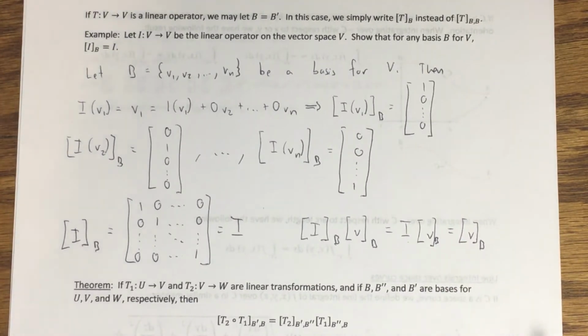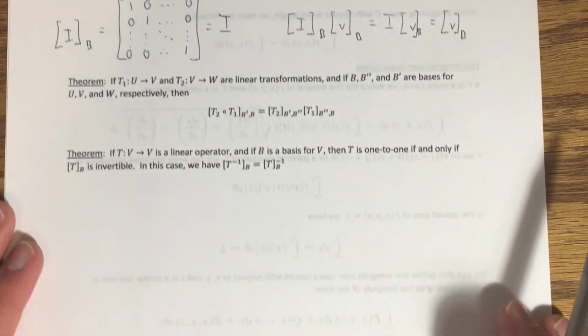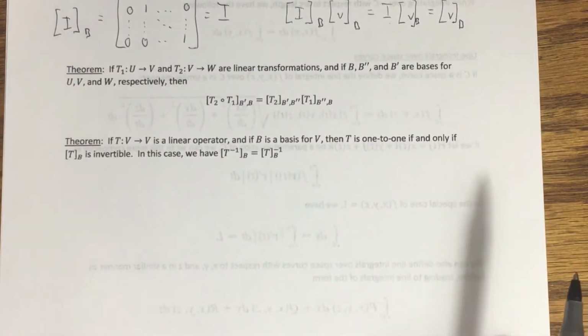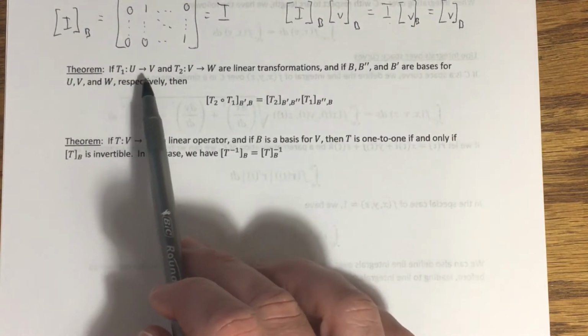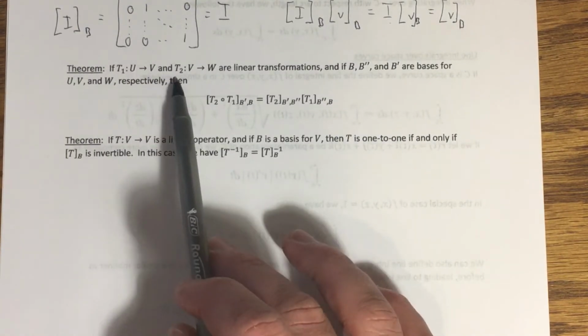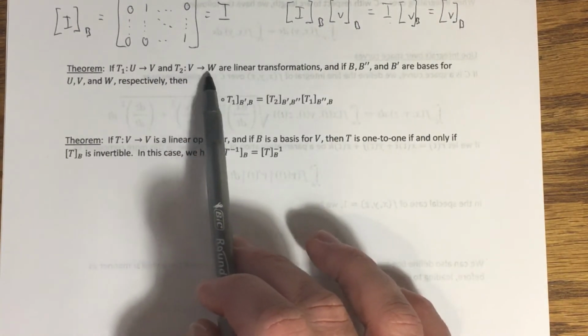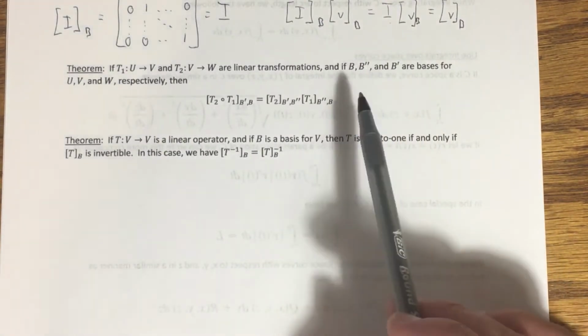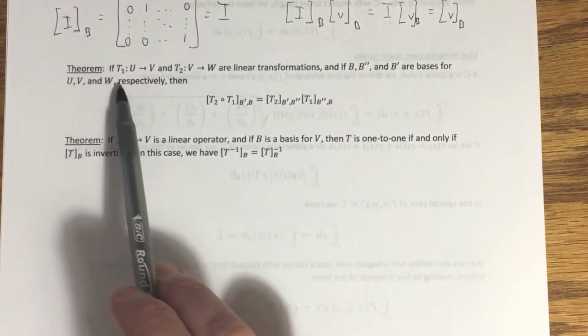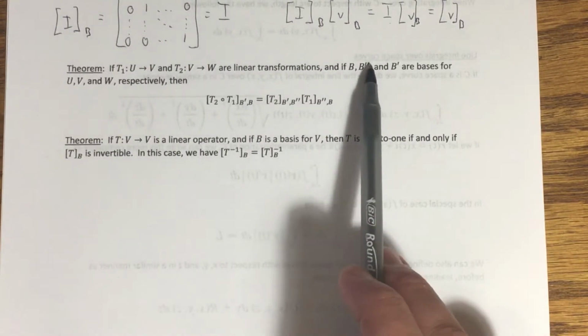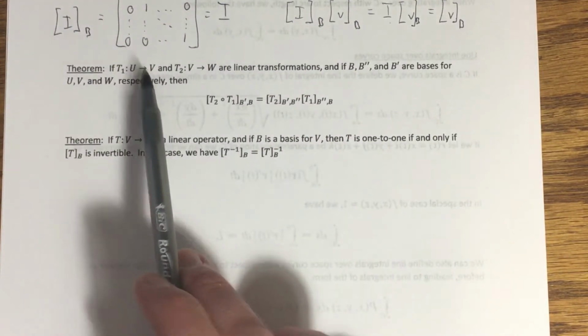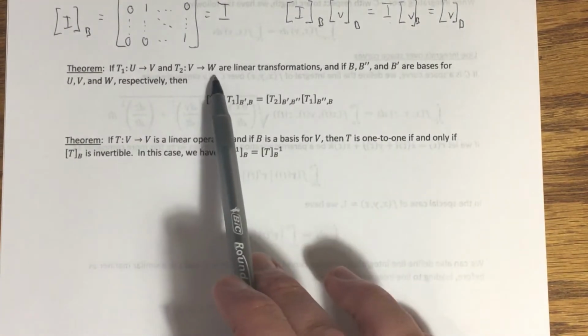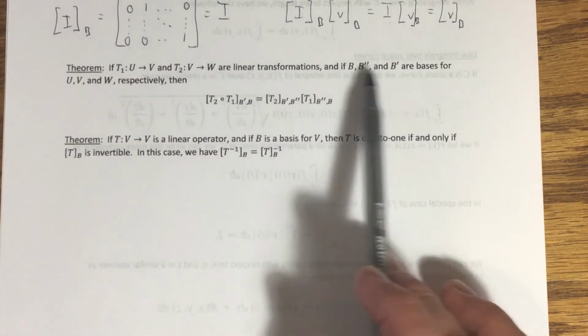Okay. All right, let's take a look at a couple of interesting theorems here. So let T1 be a linear transformation from U to V. T2 is a linear transformation from V to W. And I'm going to select these bases. And pay attention to the order of these bases. It's not necessarily what you would expect. B is the basis for U. B double prime is the basis for V. And B prime is the basis for W. You might expect these two to be in a different order.